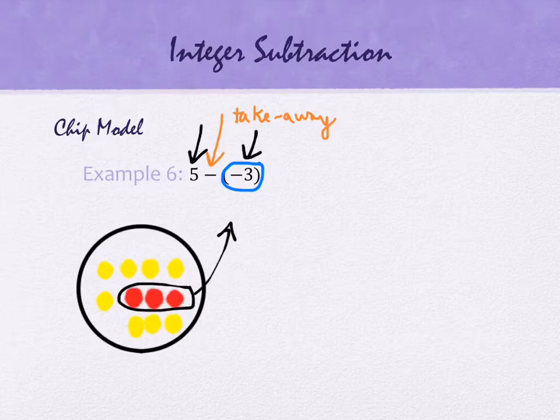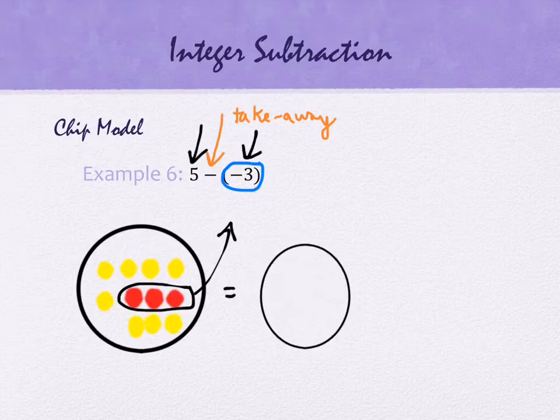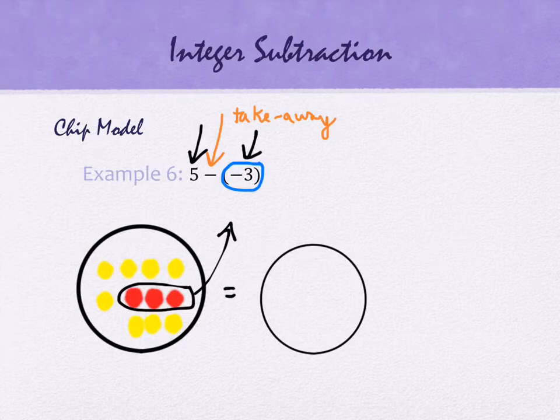And they're actually in the circle so that I can take them away now. So when I do that, what's left in my circle? Somebody be bold. Tell me what's left in my circle. 8 yellow chips. Thank you very much. I have 8 yellow chips.